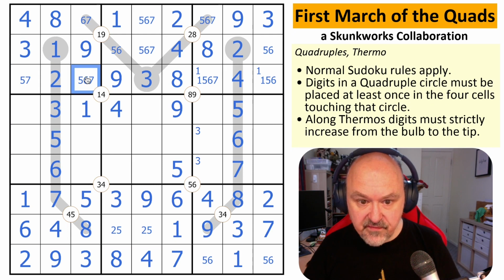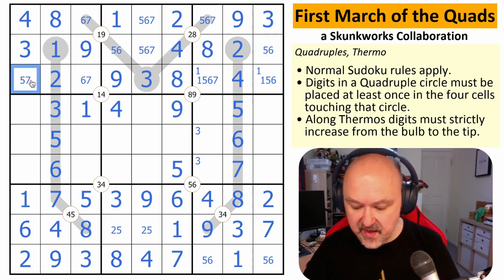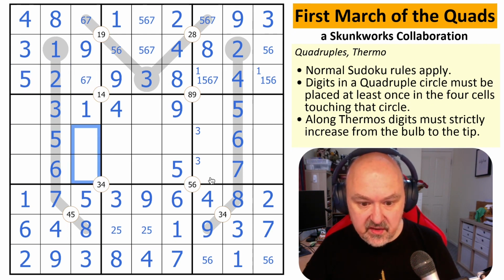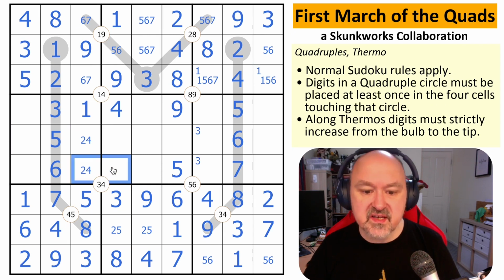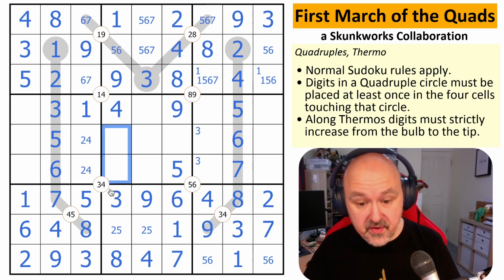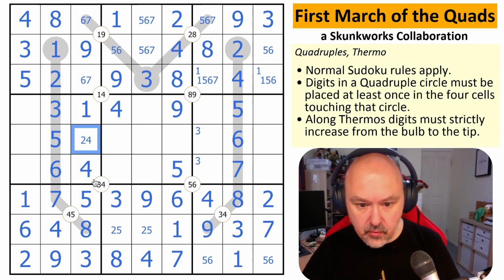I can take 5 out of there, giving me a 6, 7 pair, making that a 5. This is a pair. 2 and 4. I've now got the 3. I need to put a 4 around this quad. The 3 wasn't the tricky one. The 4 was the tricky one. Because I can't put a 4 in any of those, and that's a 5. That's a 4. That's a 2.